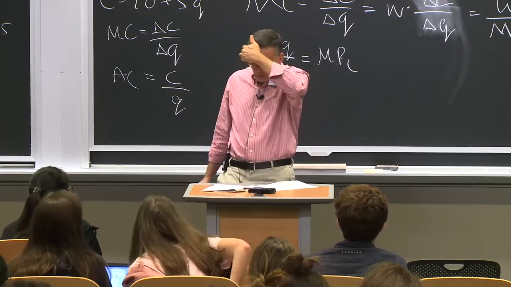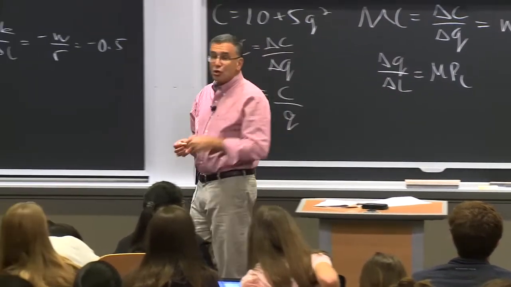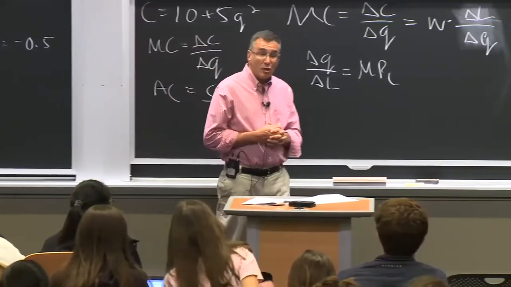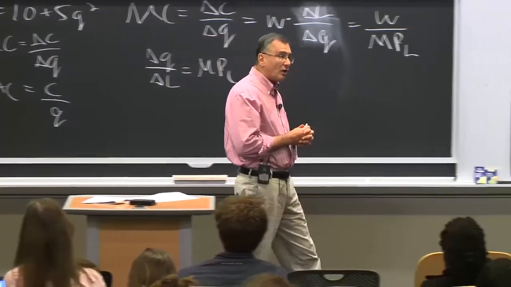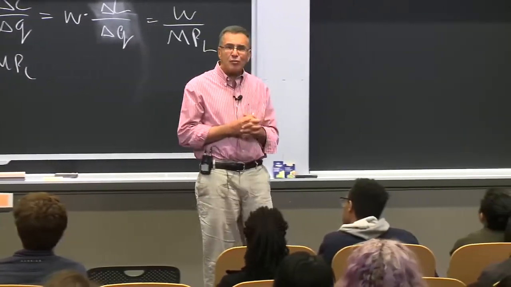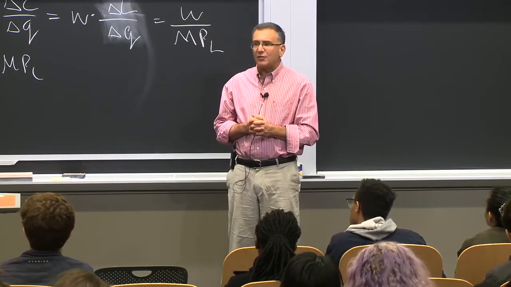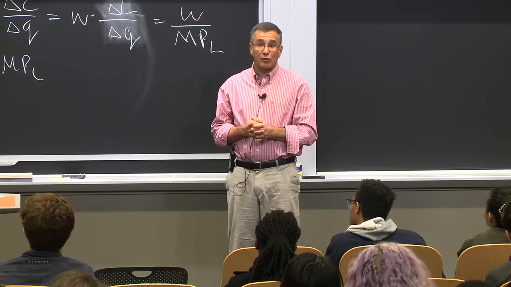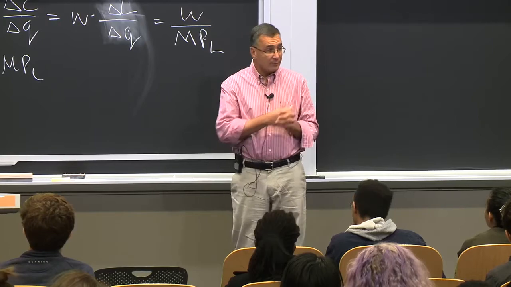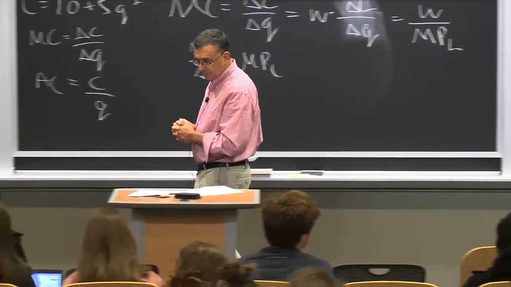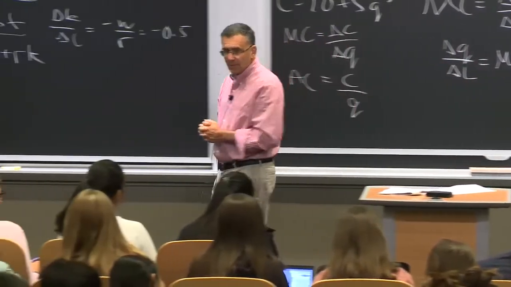Okay? Now, here's the question. You're a firm that wants to produce a certain amount of units. You have a production function and a cost function. How do you graphically figure out the right combination of capital and labor to use to produce a certain amount of units? Yeah? The tangent between the isoquant and the isocost curve?